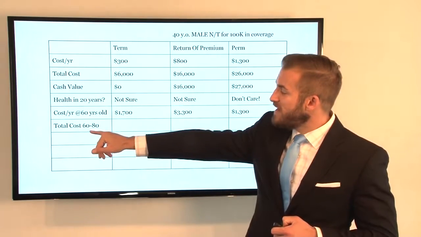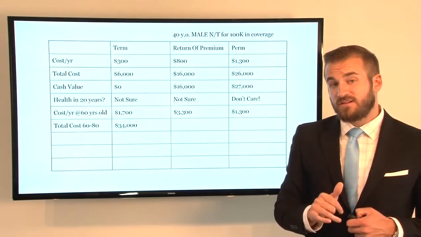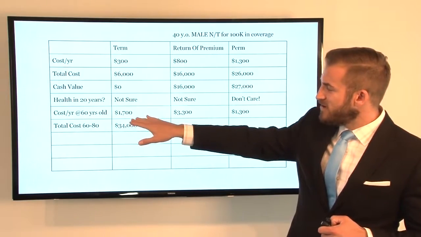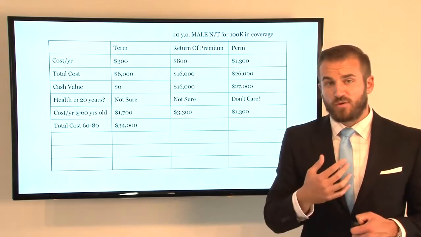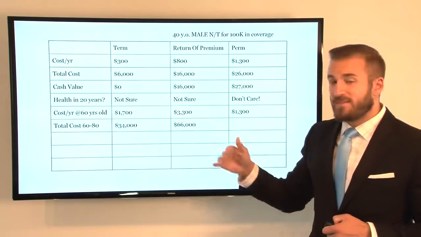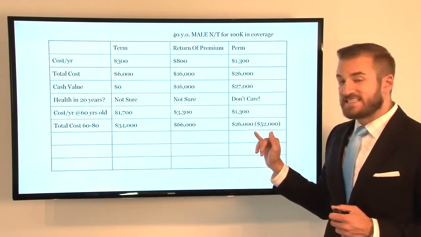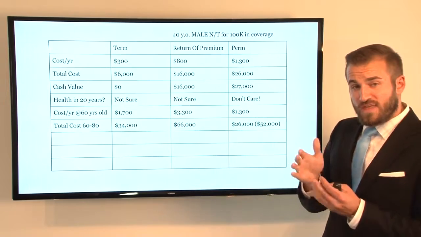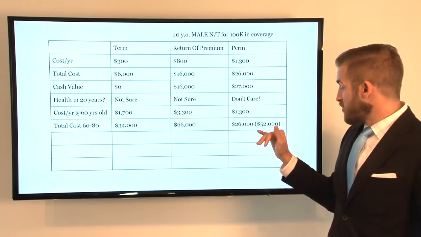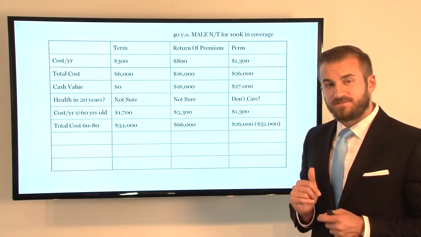Well, the cost from age 60 to age 80 on that term policy would be $34,000. So I'm just taking the $1,700, multiplying that by 20. So the total amount that you paid into it was $34,000. Return of premium, $66,000. And again, on the permanent would have been $26,000. But since that never went away, the total amount over that 40-year time span that you paid into it was $52,000. And that's why I have it in parentheses.